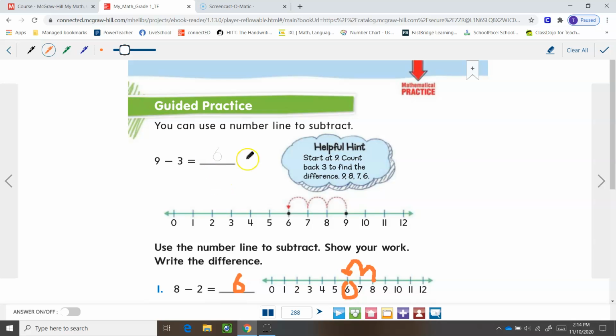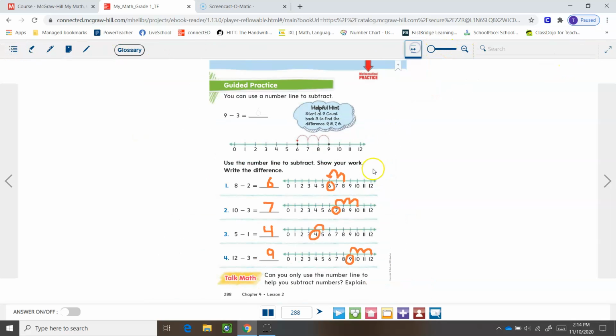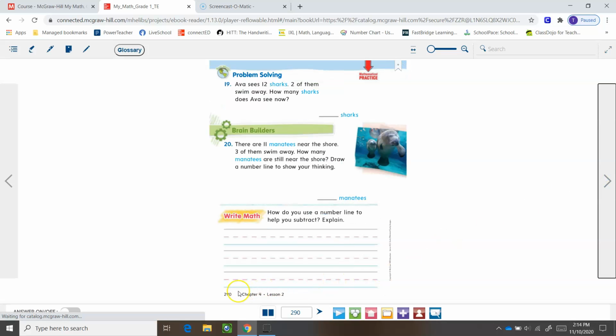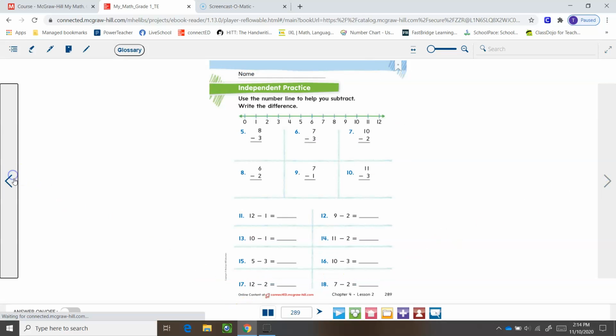So today for your assignment, I want you to, let me zoom back here so you can see the whole page. I want you to complete your independent practice, page 289 and 290. After you complete it, please submit it in Canvas. If you have any questions, let us know.